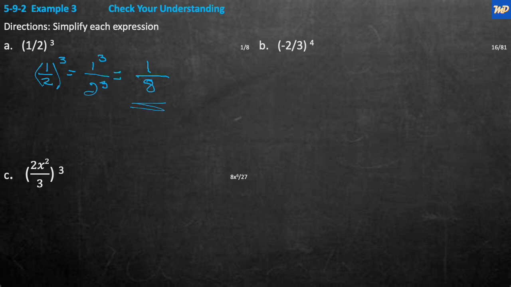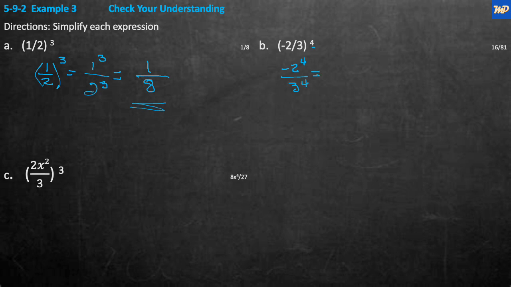1/8 is the answer there. Now let's do B, and you notice right away that there's a negative sign in here. But we can go look at the powers, and we see the power is even. The 4 is an even number, so the negative is going to disappear. You only have to worry about it if there's an odd power to deal with. So we're going to say, right out, negative 2 to the 4th over 3 to the 4th.